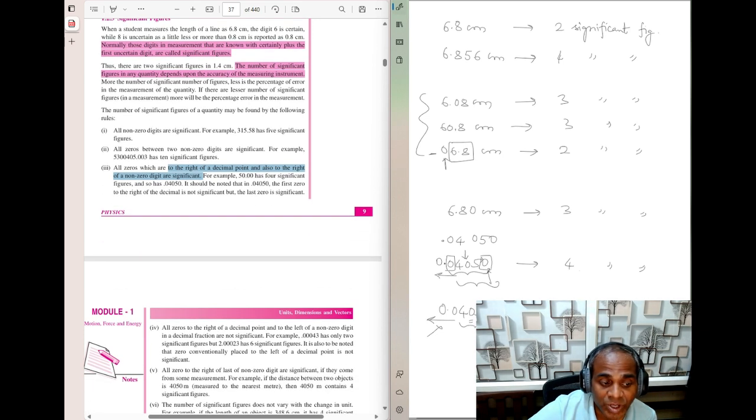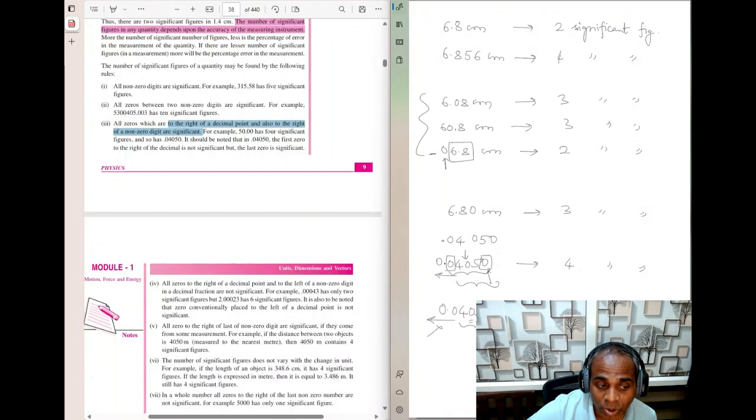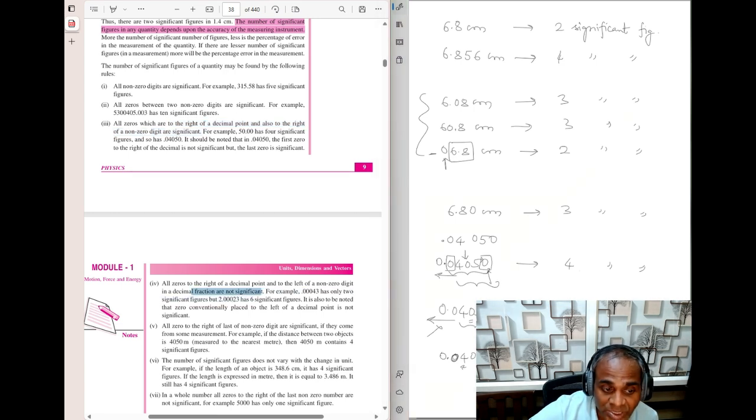And that's what rule number 4 clarifies further. All zeros to the right of a decimal point and to the left of a non-zero digit. In this case, I'll again write this. This 0 is to the right of the decimal point but to the left of the non-zero digit. And what does rule number 4 say? They are not significant. That is why we did not count the 0 as significant. Another example is 0.00043. All these three zeros are to the right of the decimal point but to the left of a non-zero digit, so they are not significant. So there are only two significant figures here.